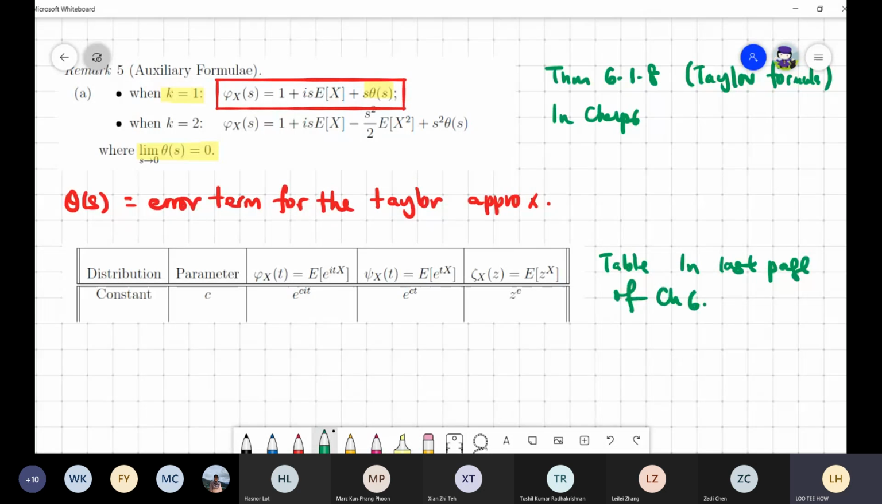Chapter 6. Okay. All right. So this is the characteristic function for constant distributions. When the value for x is c, the characteristic function is e to the power of i t c. So according to here, this is what we want to prove. We want to show this in these questions.